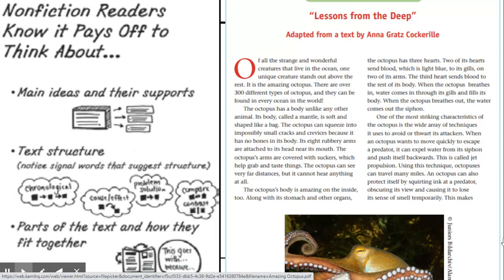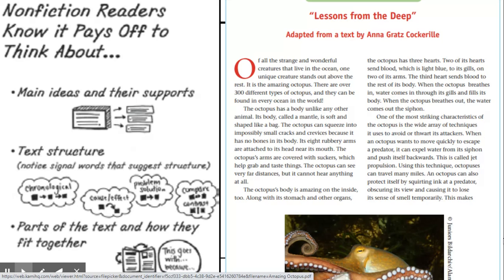All right, so nonfiction readers know it pays off to think about certain aspects of informational texts. So we know that it's important to pay attention to main ideas and their supports. So for the main idea, we ask ourselves, what is this text really about? And how do we know that? We can name some supports or some key details. We also know it's important to pay attention to text structures, whether it's chronological, cause and effect, problem and solution, or compare and contrast. It's also important to notice how parts of the text fit together.